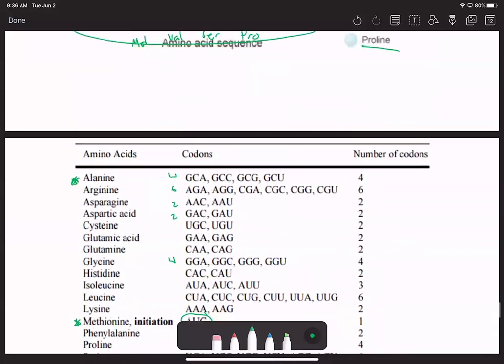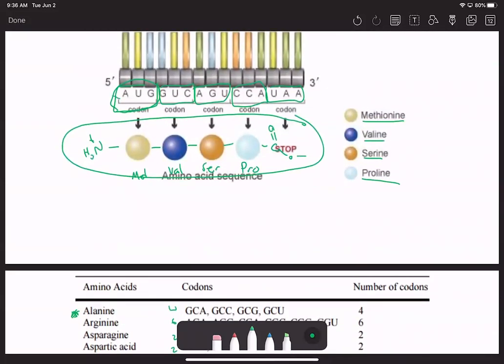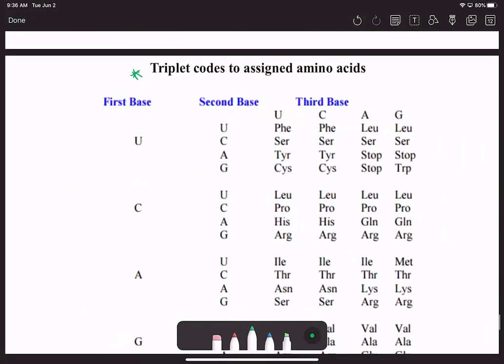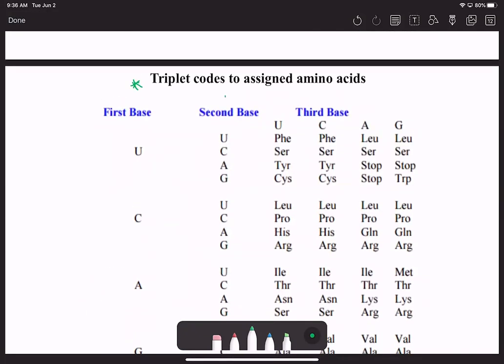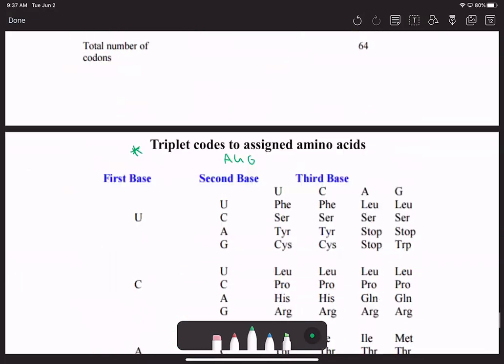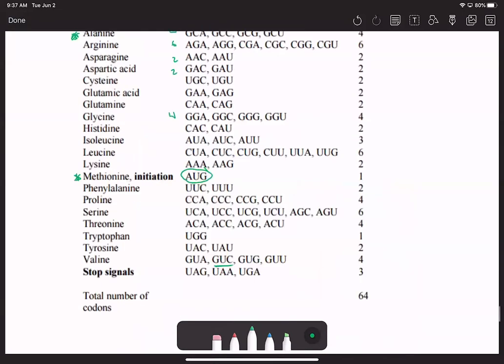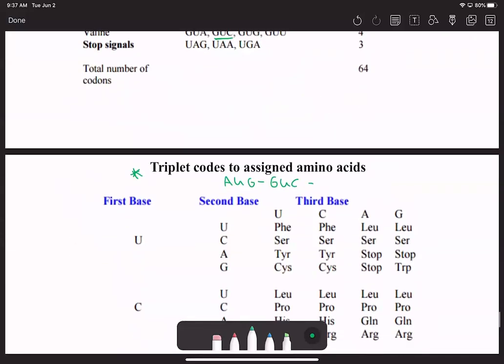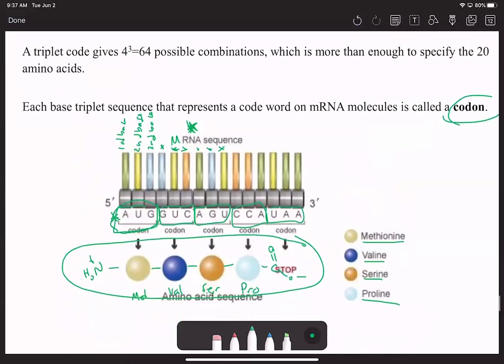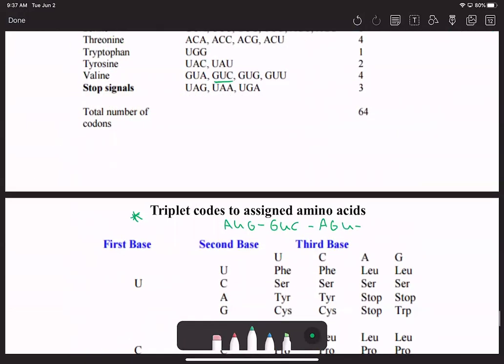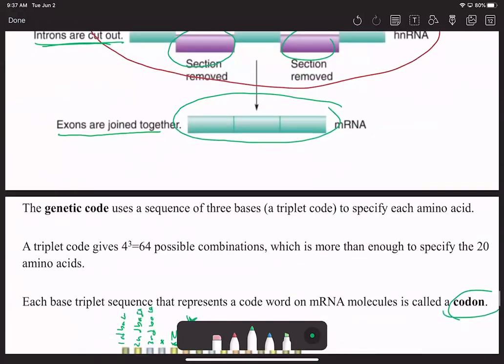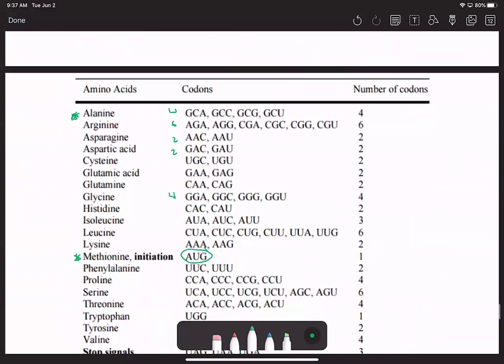So the first codon we have is AUG. I'm going to write that up here. We have AUG. Then we have GUC. We have AGU. Then CCA. And finally, UAA.